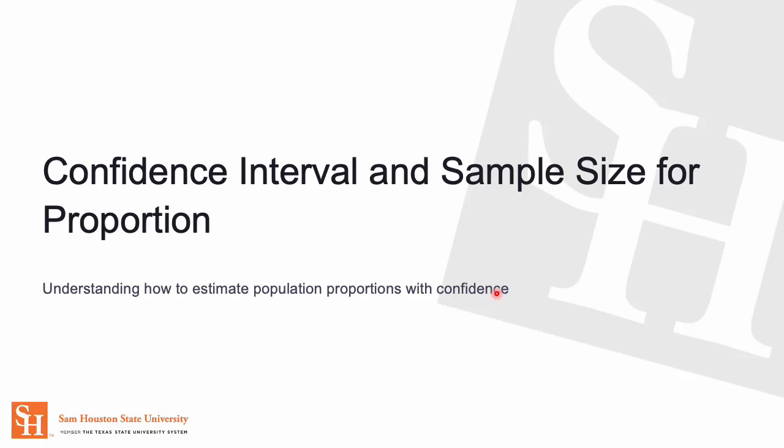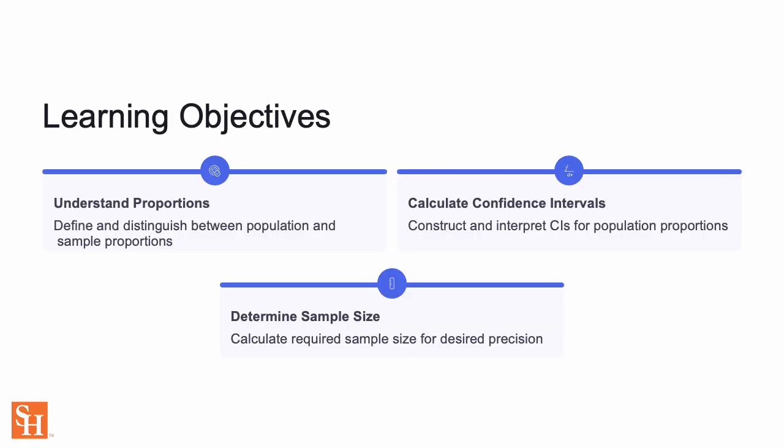In our previous module, we discussed how we can calculate confidence interval for mean, and now in this chapter, we'll discuss how we can calculate confidence interval for proportion. Therefore, we'll first discuss what proportion is, and then we'll see how we can calculate confidence interval for proportion.